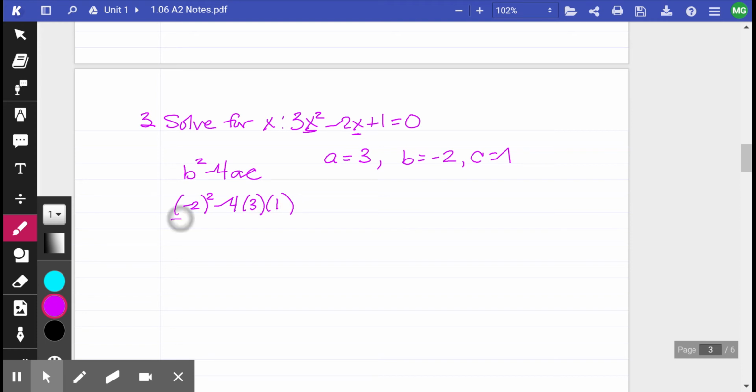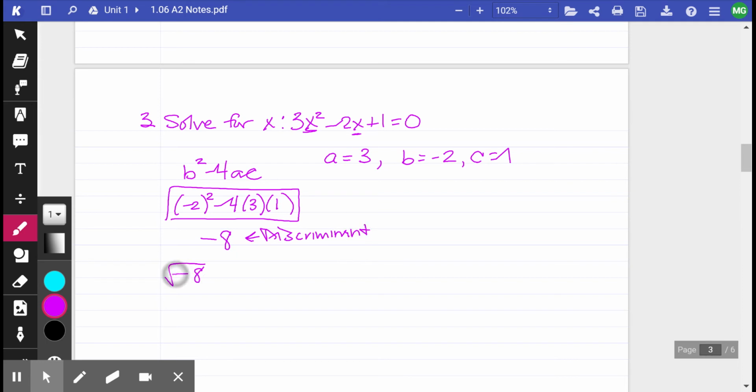Take a moment, pause, and put that whole thing as you see it right there into your calculator. That should give you a -8. Now, this is your discriminant right here. If you have a -8 underneath the radical, what kind of roots would you have?